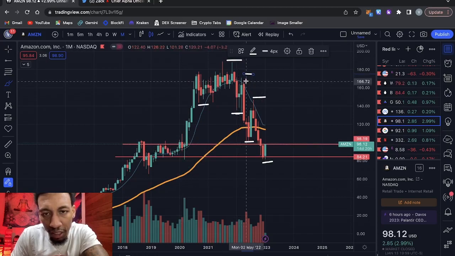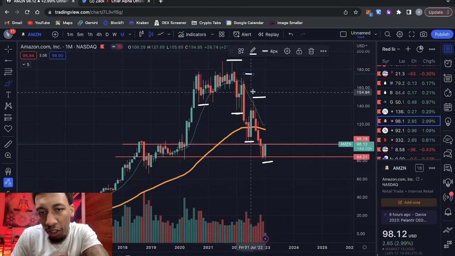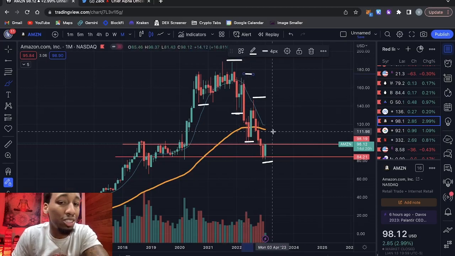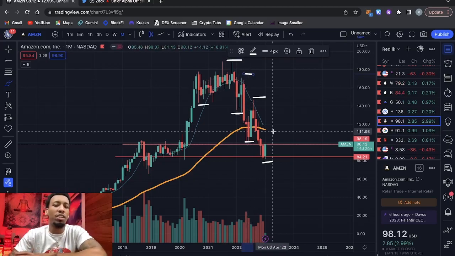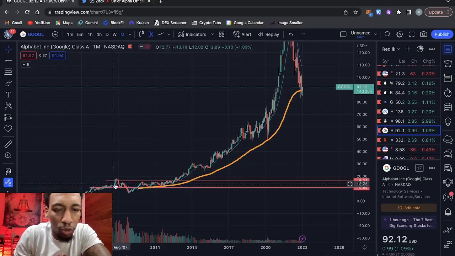It broke and it retested the trend line. I just don't have it drawn here. And it also retested our 200 day moving average. So that's double confirmation on the short side. The same thing applies on the inverse. And let's look at one more equity chart just to drive the point home. We're looking at Google or Alphabet.